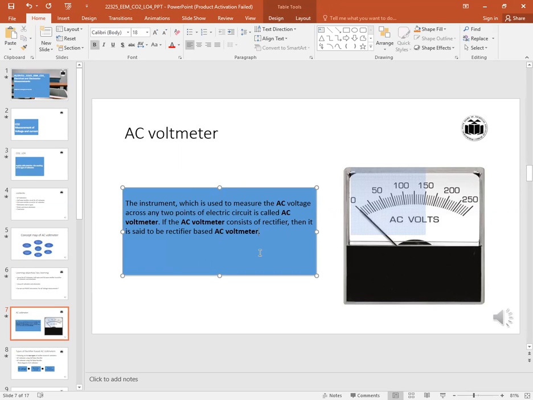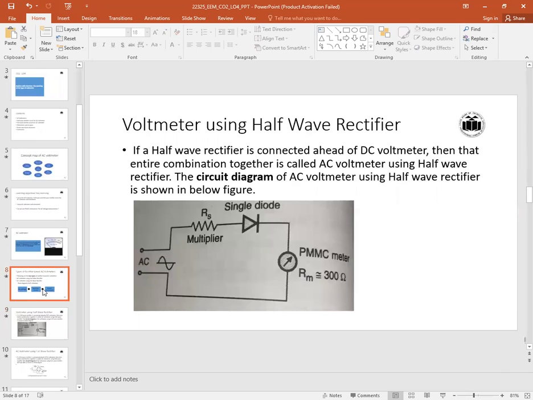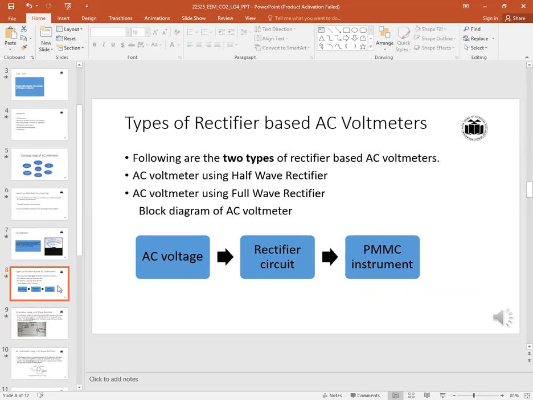So, if an AC voltmeter consists of a rectifier, then it is said to be a rectifier based AC voltmeter. So the voltmeters which consist of a rectifier are said to be rectifier based AC voltmeters. The types, as we had seen, are AC voltmeter using half wave and the full wave.